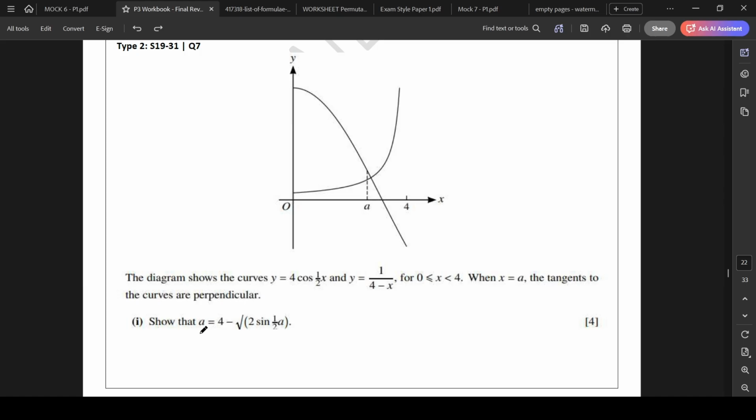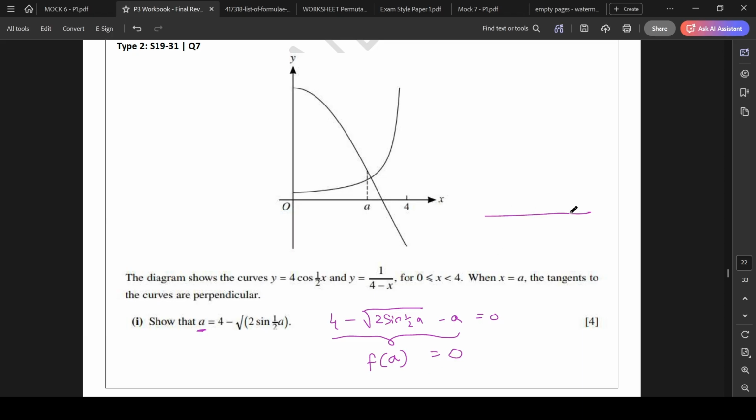In this case, you take the entire equation on one side and call the other side 0. So let's say if I keep a on the right side, it's going to become 4 minus square root of 2 sine half a minus a is equal to 0. Now on the left hand side, I can call it a function of a. And on the right hand side, of course, it is equal to 0.